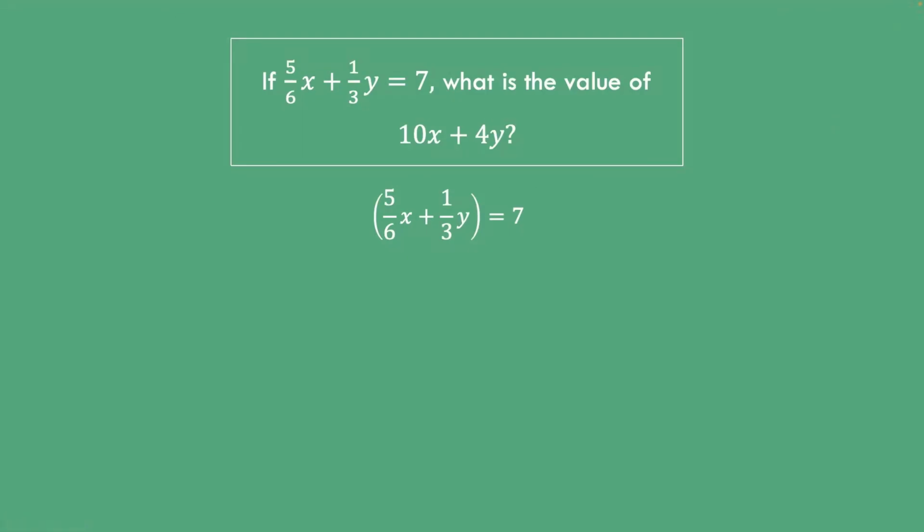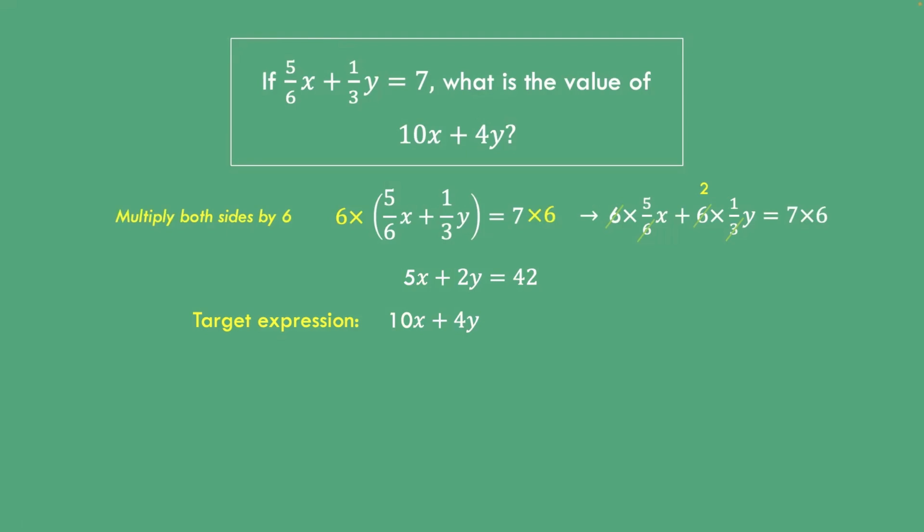The second example: if (5/6)x plus (1/3)y equals 7, what is the value of 10x plus 4y? To simplify the equation, let's eliminate the denominators by multiplying every term by the least common multiple of 6 and 3, which is 6. 6 times (5/6)x equals 5x. 6 times (1/3)y equals 2y. And 7 times 6 is 42. So the simplified equation becomes 5x plus 2y equals 42.